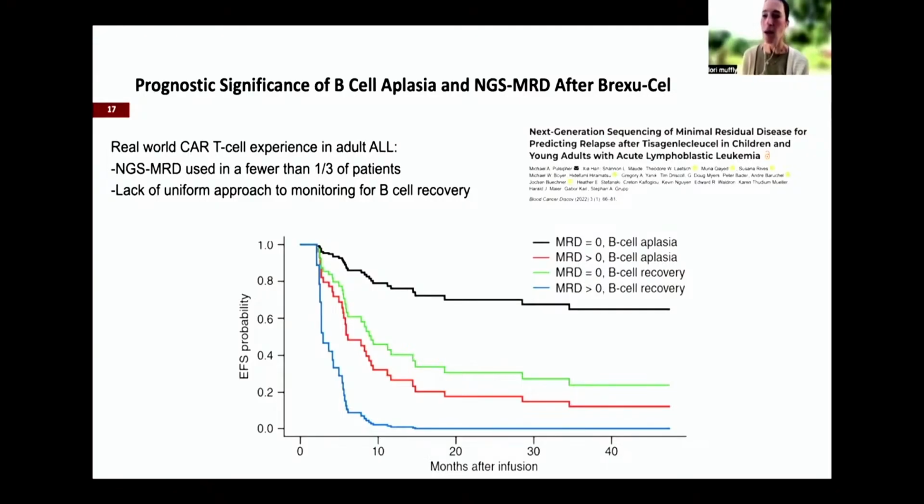And you can see that for children who receive CAR T cells for ALL, this combination of NGS MRD negativity and not recovering B cells, so ongoing B cell aplasia, leads to really like a 75% plateau in EFS. And this is, you can see, several months post-CAR. However, having either B cell aplasia loss or MRD coming back is associated with worse EFS. And so at least in children, it does seem like loss of B cell aplasia is significantly important.